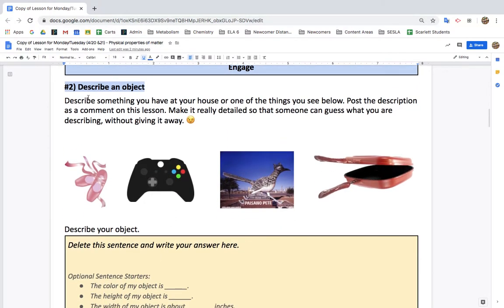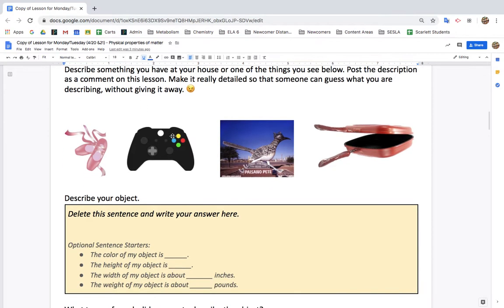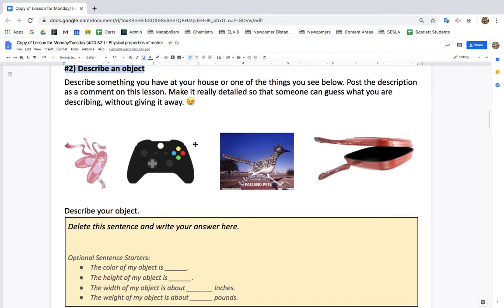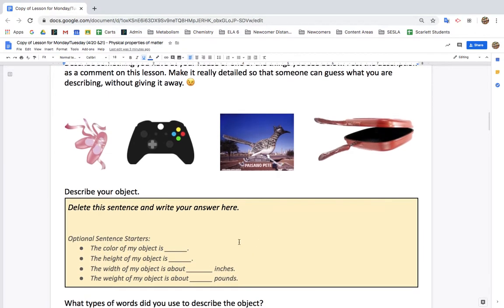Engage. Number 2, describe an object. Describe something you have at your house or one of the things you see below. Post the description as a comment on this lesson. We'll do that at the end. Make it really detailed so that someone can guess what you are describing without giving it away. So you can choose something in your house or you can choose one of these objects. I am going to choose the Nintendo one.